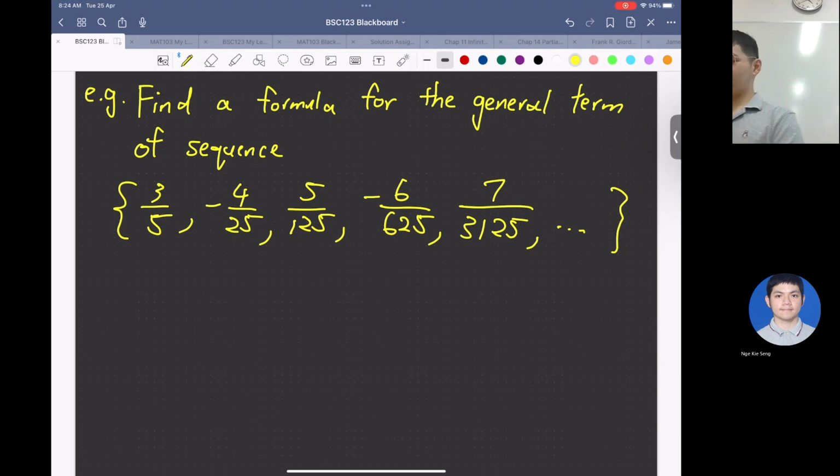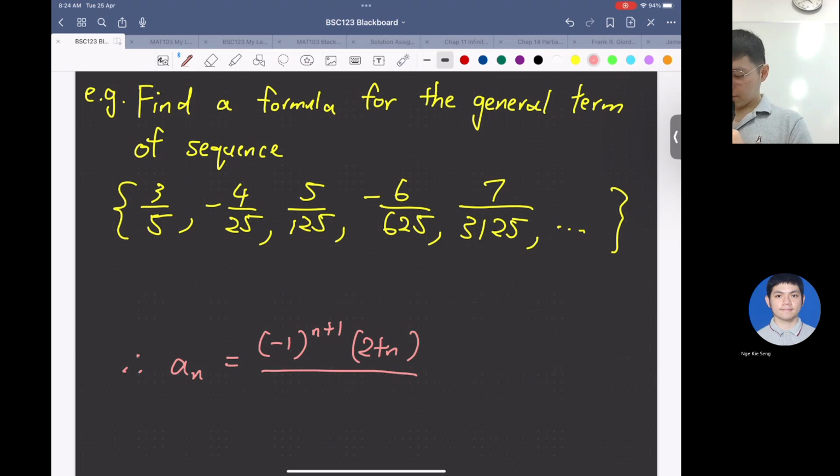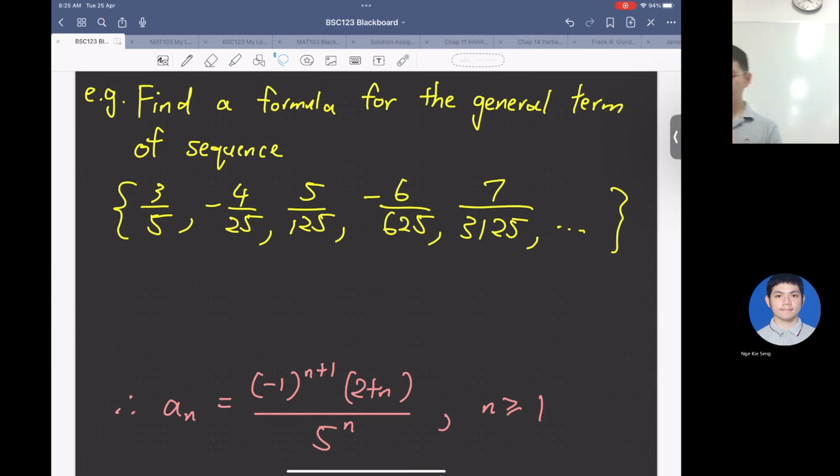Anyone try out already? What's your answer? -1 power. Okay. And then? Okay. 5 over n. So n running from where to where? Starting from 1. Okay. So remember how we think about sequence? What's the basic sequence we have? 1, 2, 3, 4, 5, and so on, which is the natural number. So how we relate the natural number to this sequence here?